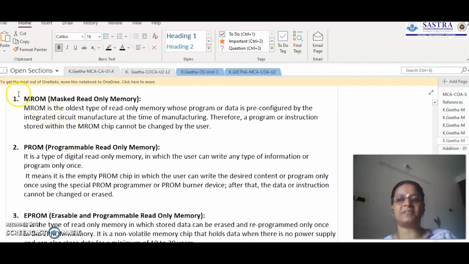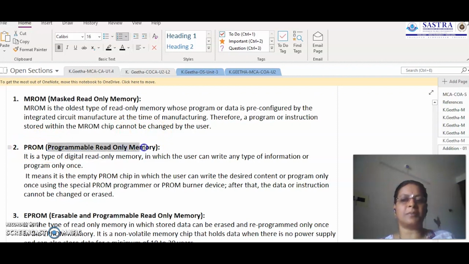As already discussed, one is called MROM, masked read-only memory. It is the oldest type of read-only memory, and it can be configured by any integrated circuit manufacturer at the time of manufacturing. Usually it will contain the program or the instructions within the ROM chip, and it cannot be changed by the user. The next one is called programmable read-only memory.